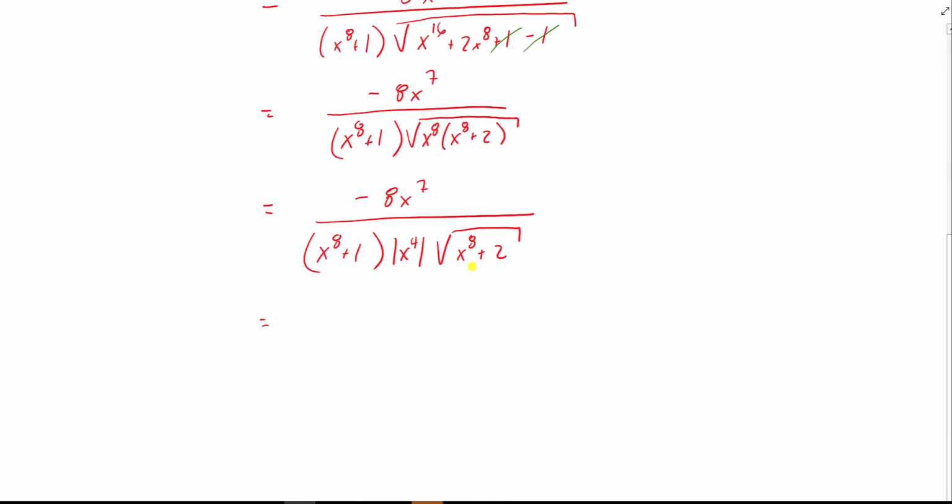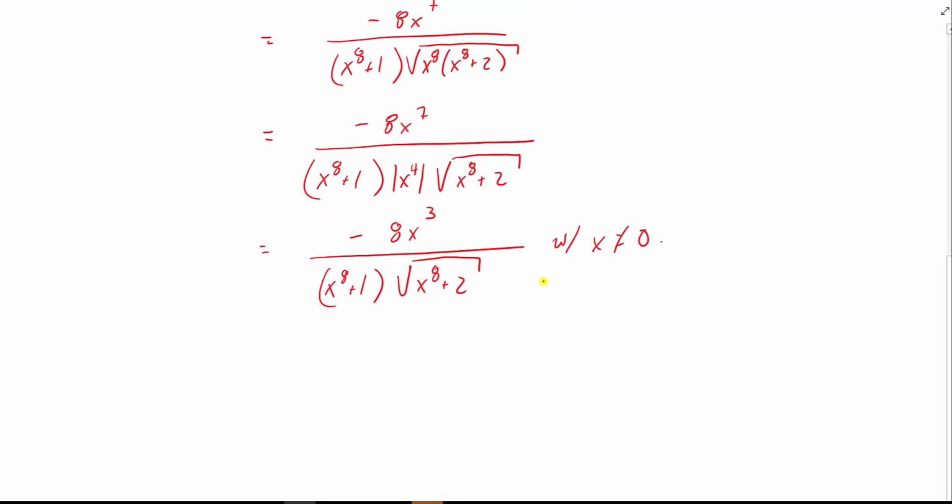when x is 0. So we can go ahead and drop off these absolute values, and so we end up with -8. We'll have an x to the 7th, and then in the denominator we'll have an x to the 4th factor, so that gives me -8x cubed all over x to the 8th plus 1 times the square root of x to the 8th plus 2, and we should add to this with x not equal to 0. Okay. And so what? We're done. This would be the answer that MyMathLab would show you as the correct answer if you asked it to help you solve the problem.